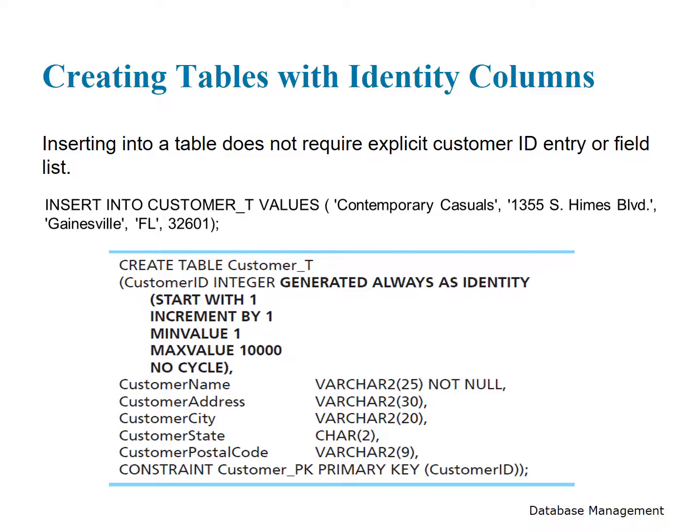CREATE TABLE customer_T (customer_ID INTEGER GENERATED ALWAYS AS IDENTITY (START WITH 1 INCREMENT BY 1 MINVALUE 1 MAXVALUE 10000 NO CYCLE), customer_name VARCHAR2(25) NOT NULL, customer_address VARCHAR2(30), customer_city VARCHAR2(20), customer_state CHAR(2), customer_postal_code VARCHAR2(9), CONSTRAINT customer_PK PRIMARY KEY (customer_ID)).